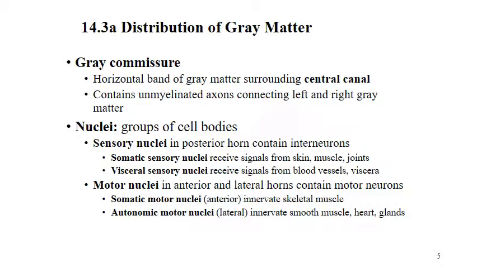So then the other types that we have are the motor nuclei, which are going to be the anterior and lateral horns. Of course, those are going to be where all of our motor functions are going to be happening. So again, we've got our somatic motor nuclei. So there's going to be the anterior that are going to innervate the skeletal muscle, and then the autonomic motor nuclei, which are lateral and are going to innervate the smooth muscle, heart, and glands.